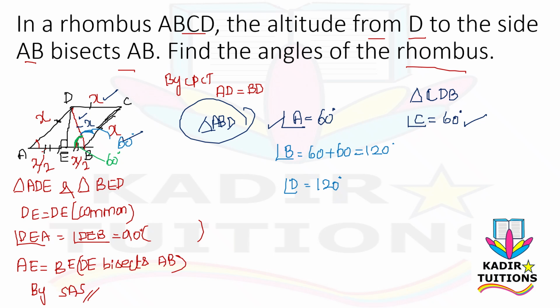So finally our answers are angle A of the rhombus is 60 and angle B of the rhombus is 120, angle C is 60 and angle D is 120 degrees. This is the solution for our question.